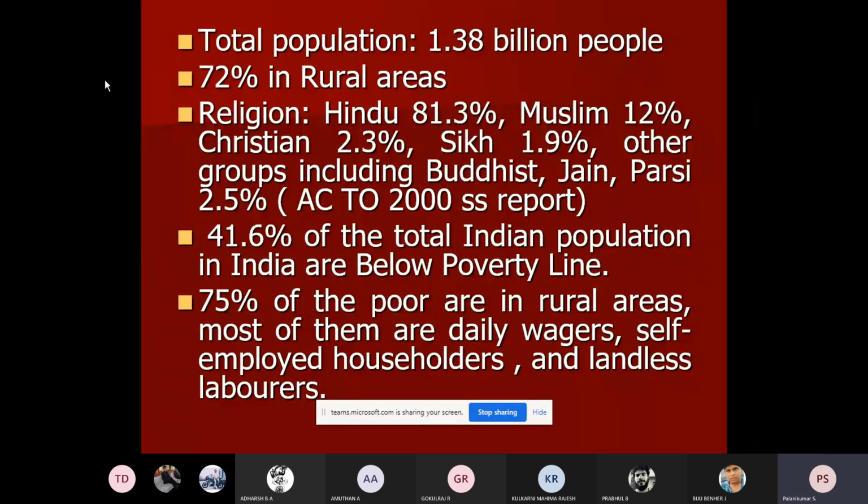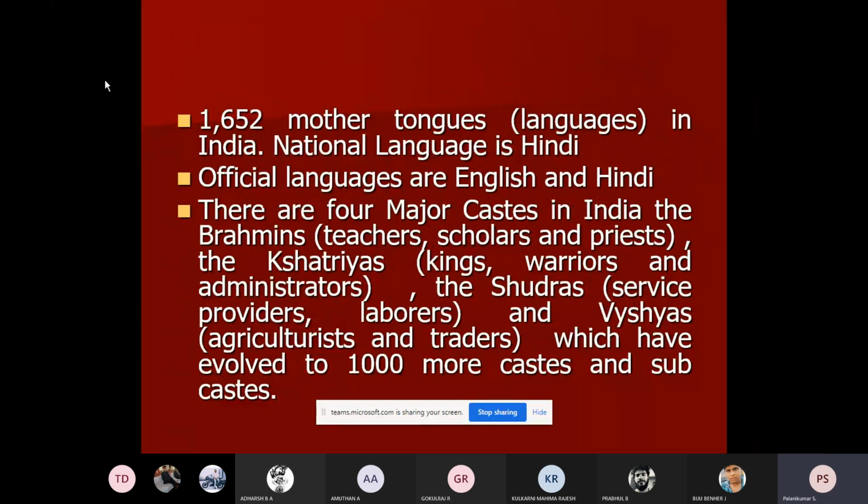In total, 41.6% of the Indian population is below the poverty line. This is data from a decade ago; now the recently updated figures for population, states and union territories would differ. As far as the percentage of population below the poverty line, that is a decade-old figure, and 75% of the poor are in rural areas. Most of them are daily wage workers, self-employed householders, and landless laborers.